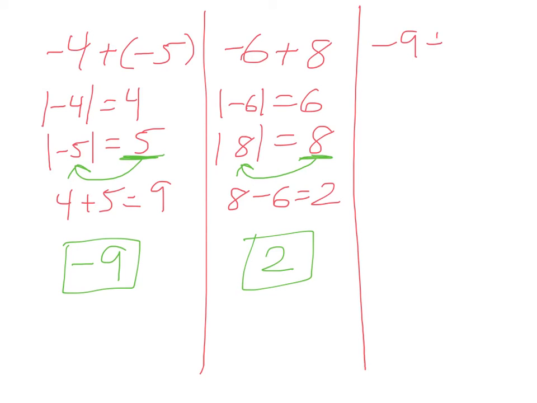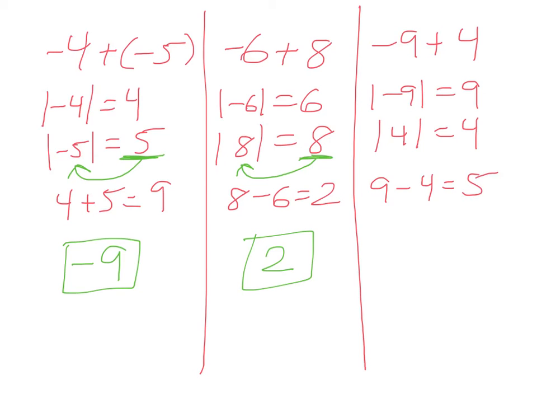Negative 9 plus 4. Again, absolute value of negative 9 is 9. Absolute value of 4 is 4. I'm going to do 9 minus 4, which is 5. But since the larger absolute value came from a negative number, my answer will be negative, and I will get negative 5.